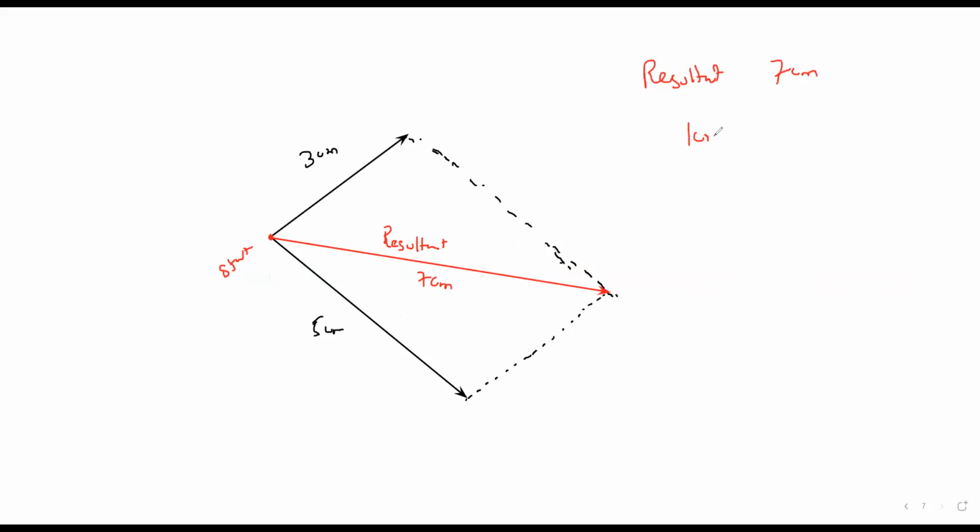So if 1 centimeter is equal to 3 Newton, and if it was 7 centimeter, how many Newtons will there be? X. Cross multiply, so 7 multiplied by 3 is equal to 21. So this 7 centimeter is actually equal to 21 Newton. So the resultant of the vector here is 21 Newtons. Is it clear now?